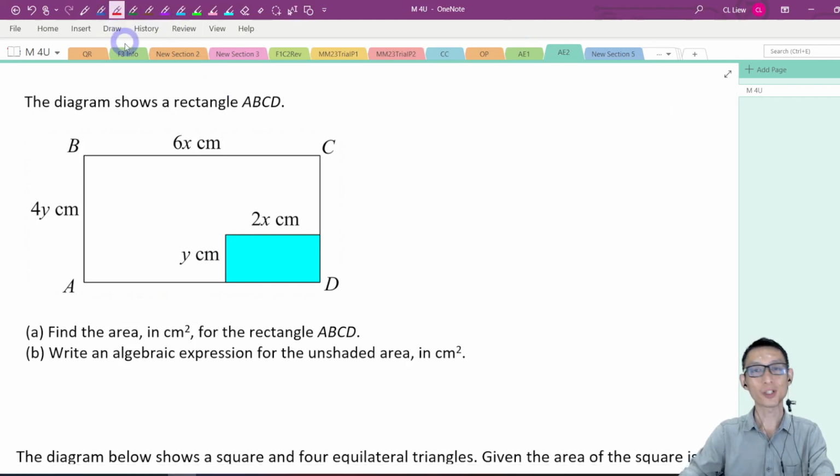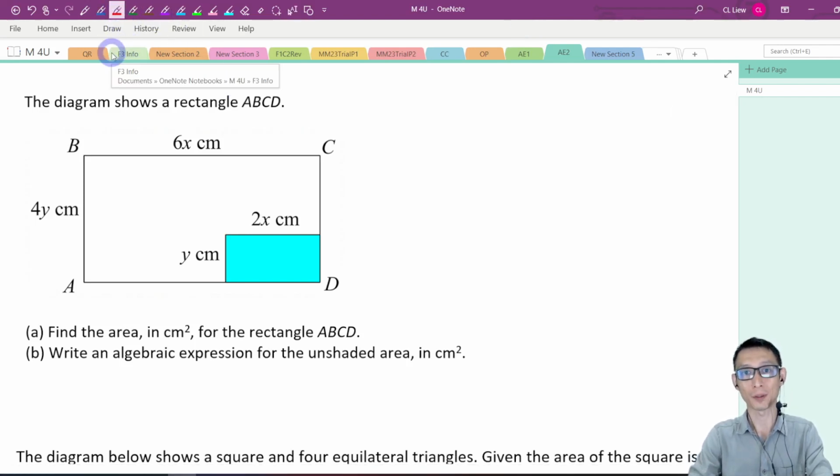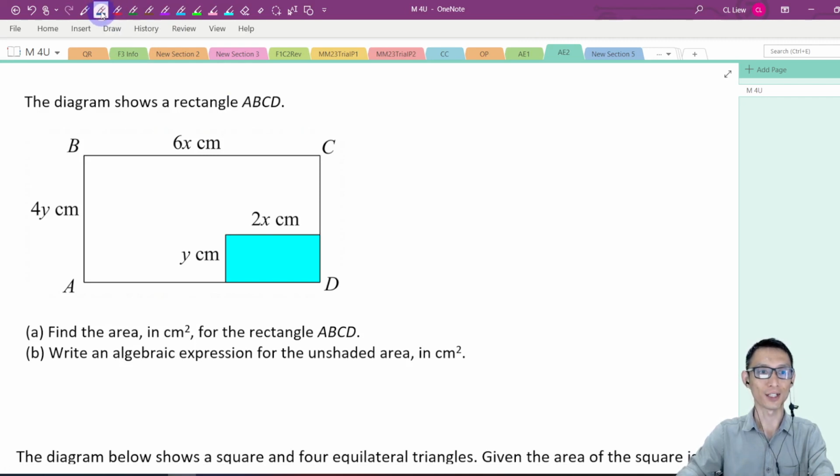In this video, let's look at some problem solving questions for Form 1 Chapter 5 Algebra Expression. Now let's look at this question. The diagram shows a rectangle ABCD. For part A, we want to find the area in square centimeters for the rectangle ABCD.